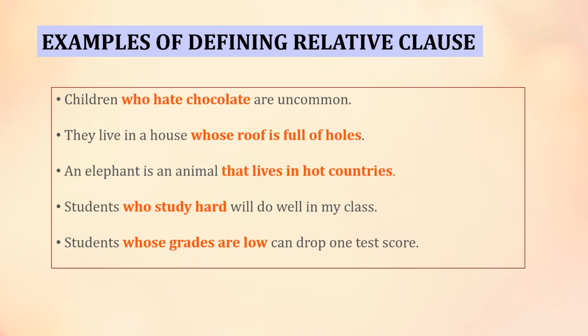Students who study hard will do well in my class. So here, who is a relative pronoun and study hard is a relative clause. This is speaking about only one group of students. Students whose grades are low can drop one test score. Here whose is stating about the students. It is a relative pronoun. Grades are low is a relative clause. So here also whose is speaking about a group of children.